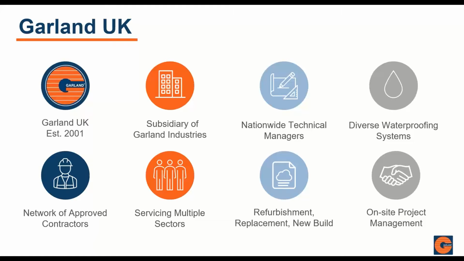So firstly, a brief introduction to Garland UK. Garland UK was established in 2001, and we aim to be a high-performance provider of waterproofing systems, working on a number of sectors such as the commercial, residential, and industrial sectors. We're a subsidiary of Garland Industries, which is a US-based business, which is currently a $1 billion operation, and this was established in 1895. We work with building surveyors, architects, and facilities managers, delivering industry-leading technical expertise with the aim of lifting the overall knowledge of the construction sector.